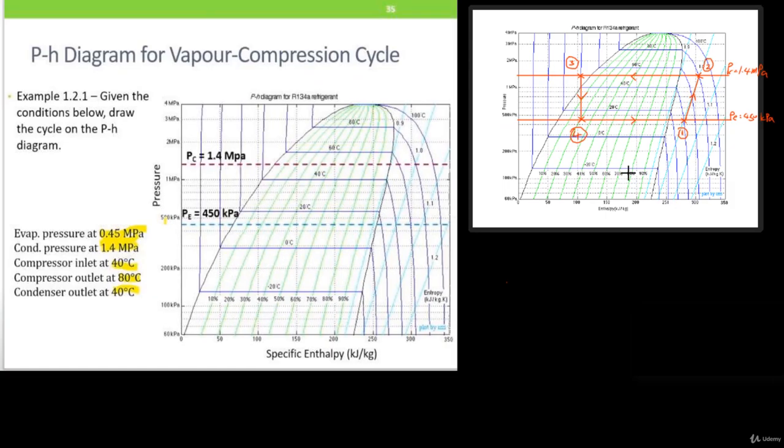Okay, so let me repeat. First, you draw the evaporating pressure line and the condensing pressure line. Next, using the temperature given, plot point 1, point 2, and point 3. And of course, point 4 is just vertically downwards. Then lastly, the third step is to join up these 4 points. So that will be your completed pH diagram. You may want to pause the video and try to finish up your diagram first before you proceed.